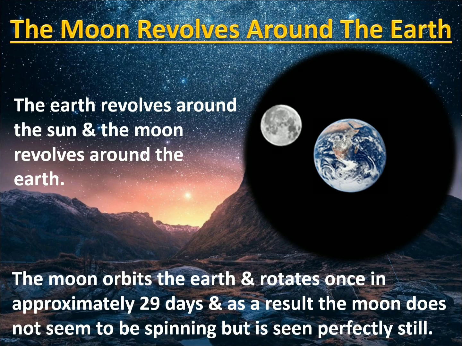As a result, the moon does not seem to be spinning. Do you see the moon spinning fast, round, round, round? No. We always see the moon perfectly still. Why is it perfectly still though it is rotating and revolving? Because the moon orbits the earth and rotates once in 29 days. And because of that, we cannot see the moon spinning, but it appears to be perfectly still.